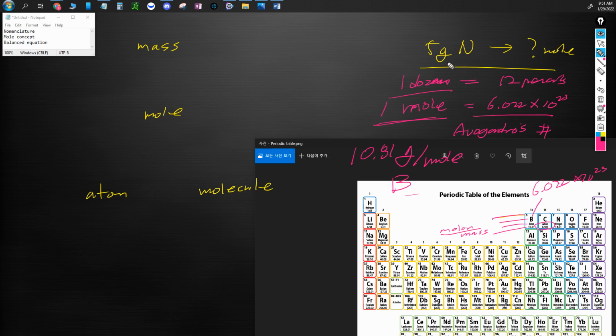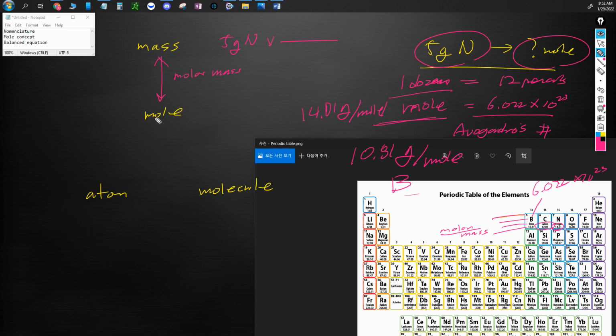So when we say 5 grams of nitrogen, how many moles are there? We have to go from mass to mole by using what? Molar mass. Going from mass to mole and back from mole to mass uses molar mass. That's what we use. So simply, 5 grams of nitrogen. Nitrogen weighs 14.01 grams per mole.